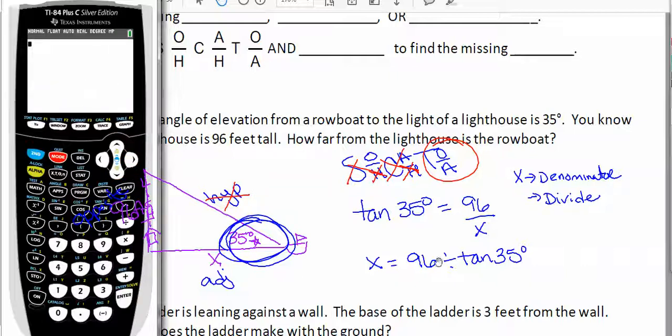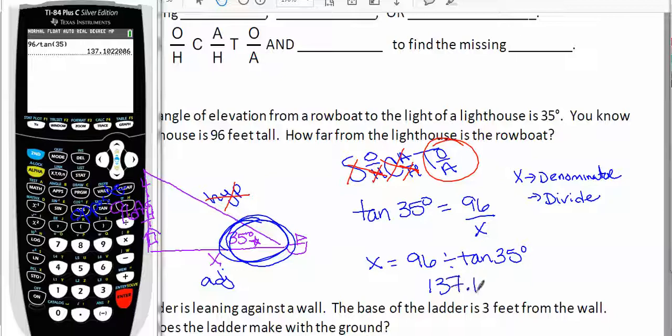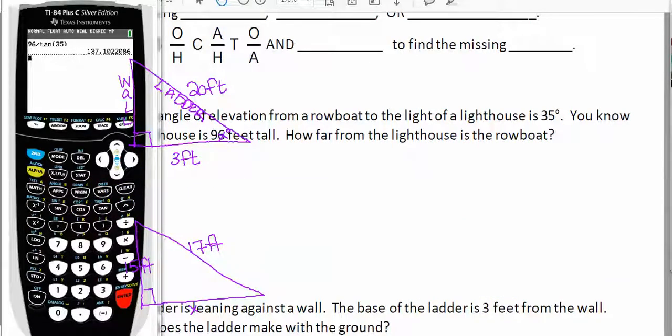I'm going to type in exactly what you see over here, which is 96 divided by tangent of 35. And what do I get? 137.1 feet. So let's go ahead and look at the next problem.